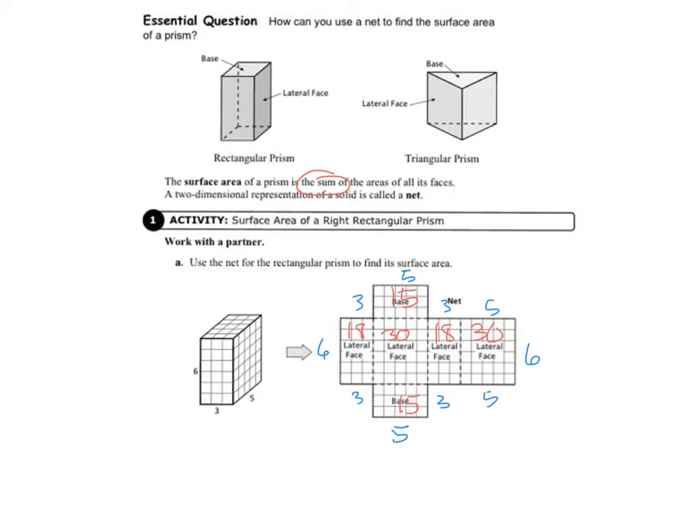So we have 2 lateral faces that are 30 units, so we're going to add that in our heads and make that 60. And we have 2 lateral faces that are 18 units, so we're going to add that in our heads and make that 36. And we have two bases that are 15 units, so we're going to add that in our heads and make that 30. And add it all up, and that's a 6, and 6 plus 3 is 12. So altogether it's 126 square units.